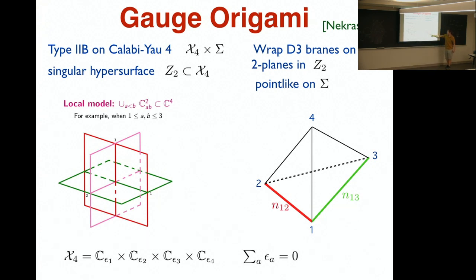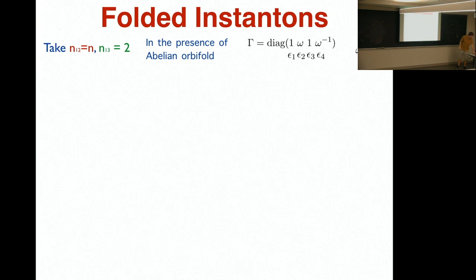And then they all kind of overlap at complex line number one. Okay. Now, to be more specific, let's say n_{1,2} is equal to n and n_{1,3} is equal to 2. And in addition, we add an orbifold. So we take an abelian orbifold of this background, like this.